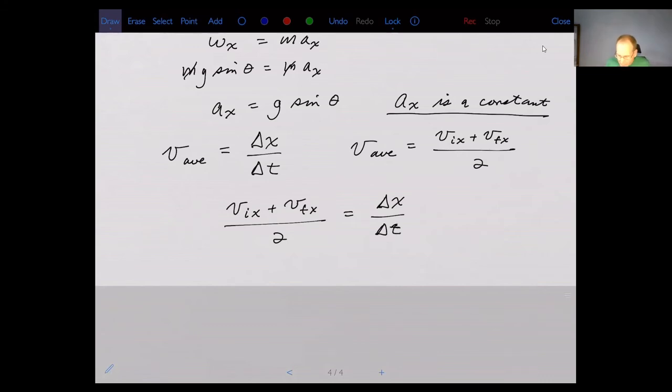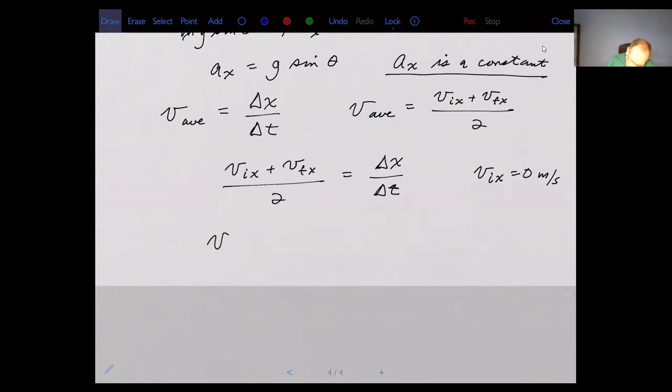and then I can make one more simplification. Remember that the cart is starting at rest, so v initial in the x is 0. So therefore, v final in the x, which we're going to call our experimental final velocity, is simply equal to twice the average velocity, right? Twice delta x over delta t. Okay, and again, it's because the acceleration is constant and we're starting the cart at rest. Then the final velocity is always going to be twice the average velocity.